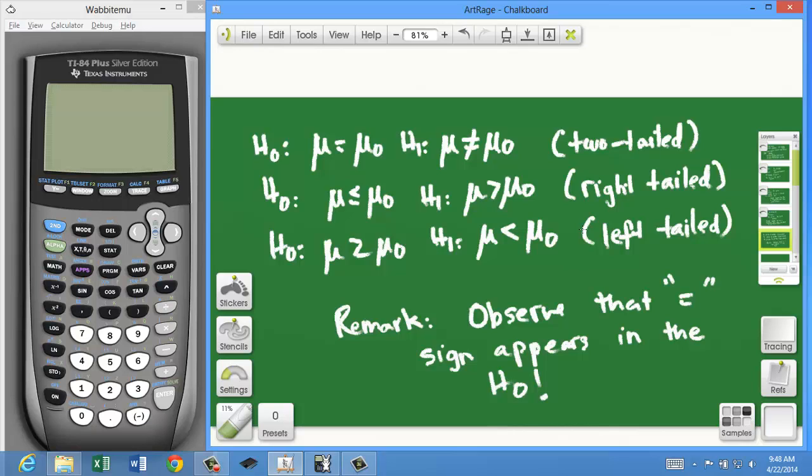You can test other parameters such as population proportion. So if you want to write hypothesis definitions like I did here for the three cases, but for population proportion, all you have to do is change the mu's to p's, and then you have a definition for a population proportion.